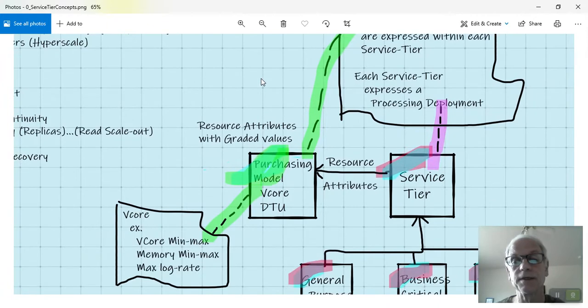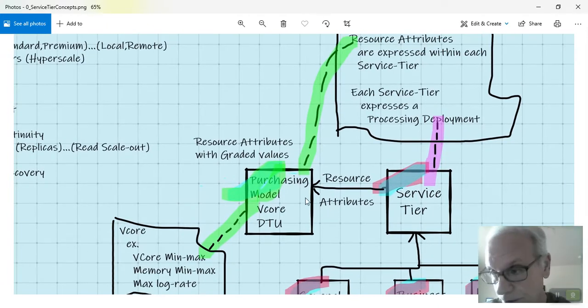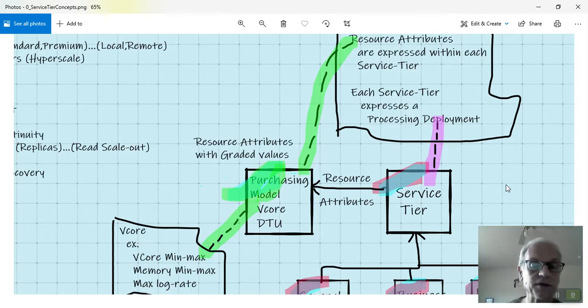Let's discuss service tiers, and we'll start with the purchasing models. You purchase or buy a model of your resource attributes. There's the vCore and DTU. We'll be discussing the vCore. So the vCore houses resource attributes with different values. For instance, how many vCores, how many CPUs you can use, what's the min and max size of your memory, what's the max log rate, and it goes on and on. So there's a whole domain of attributes that you can use. And those attributes then become part of the service tier.